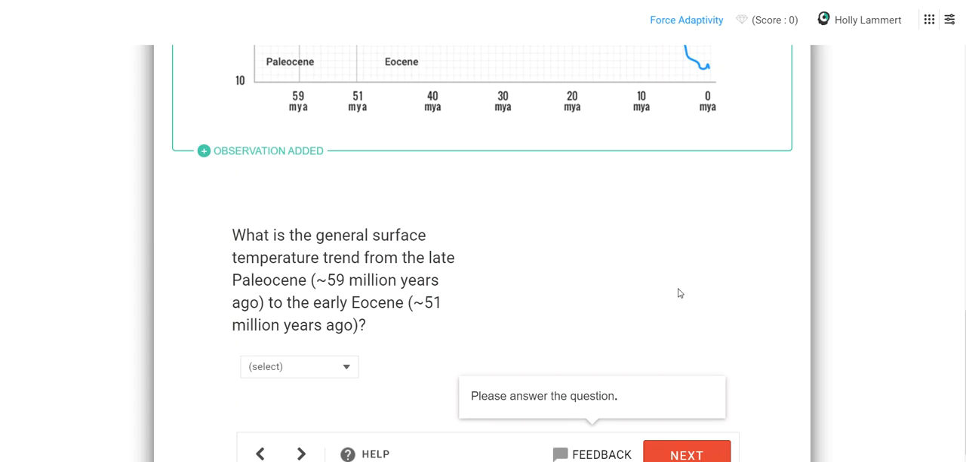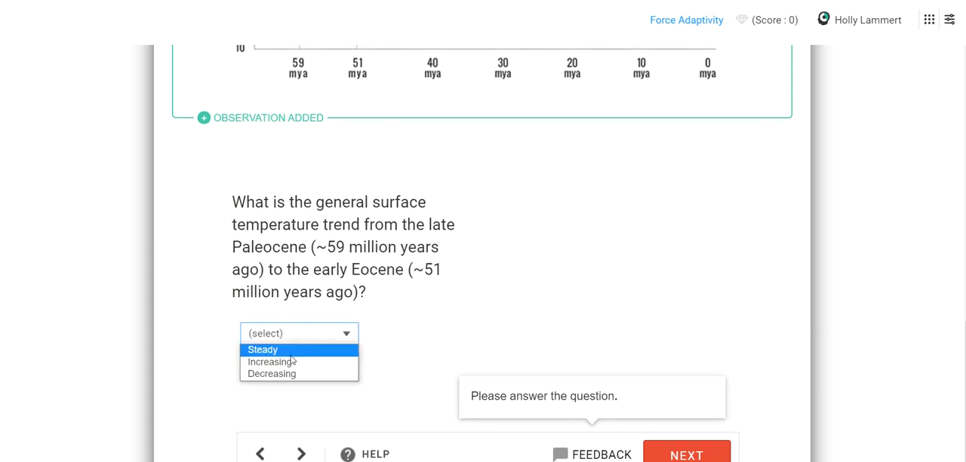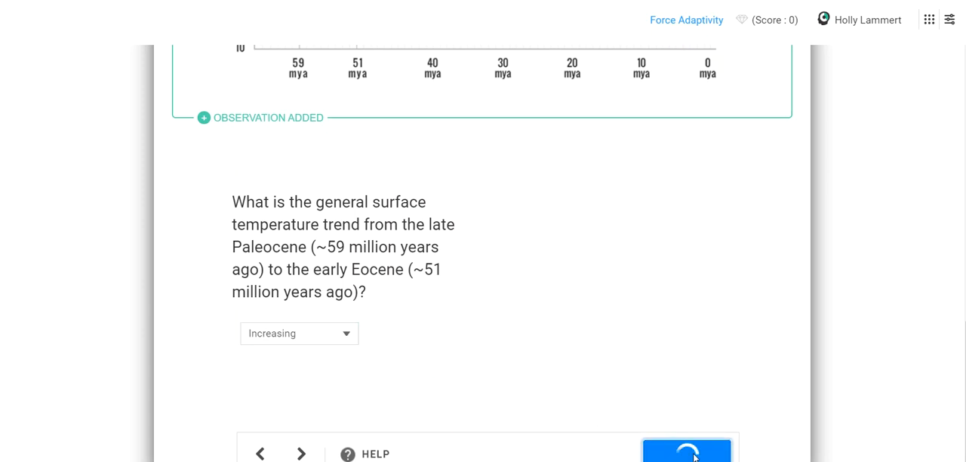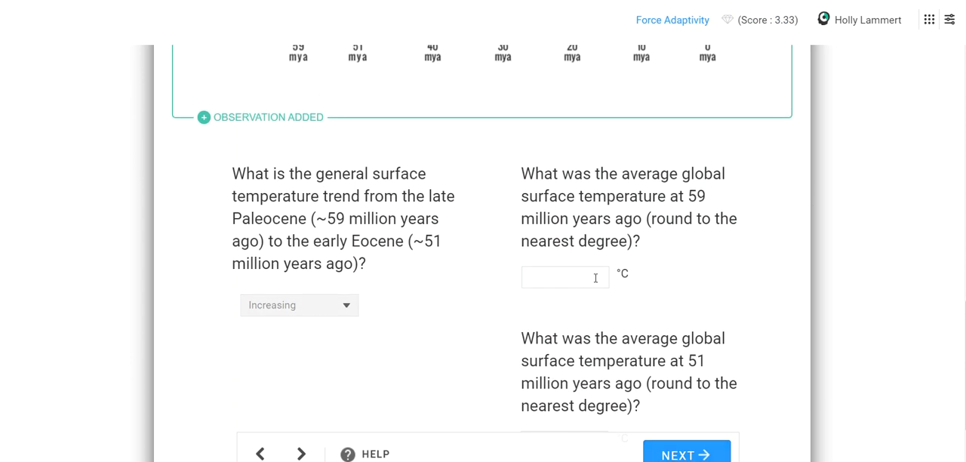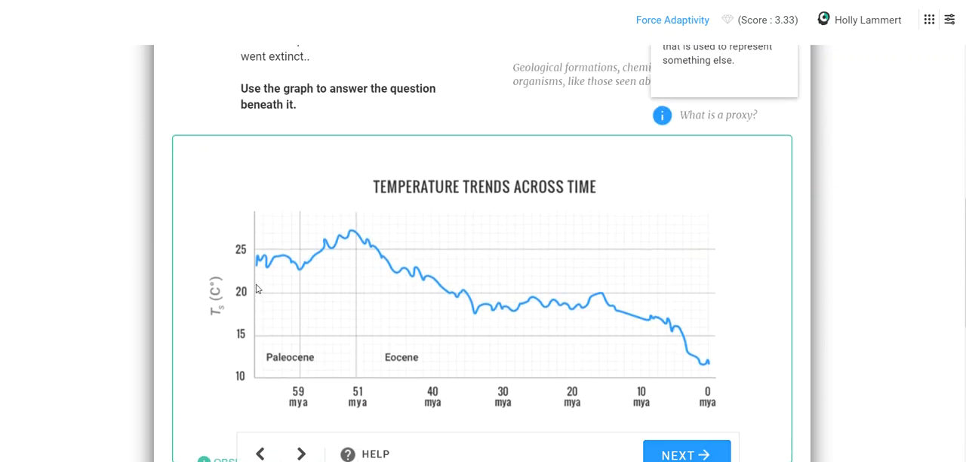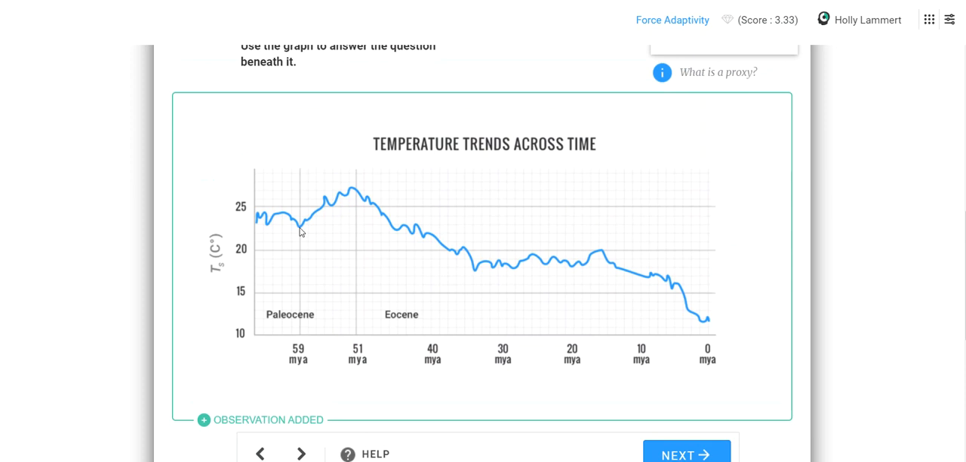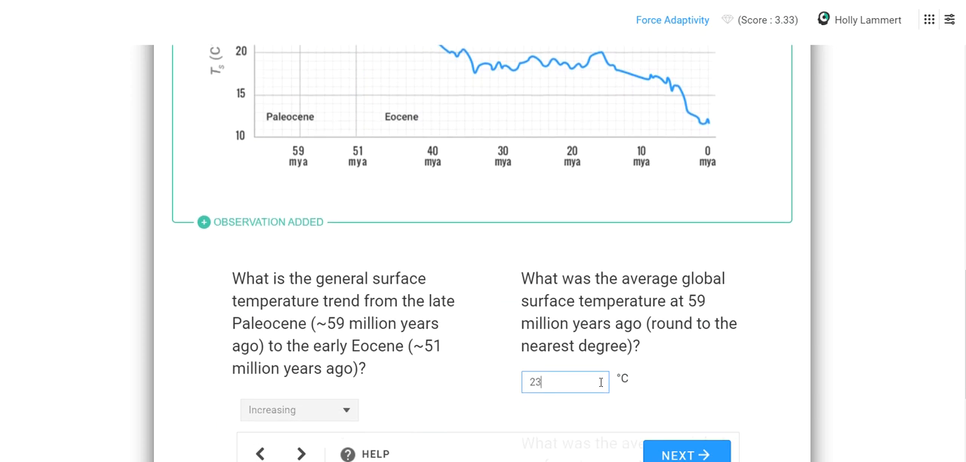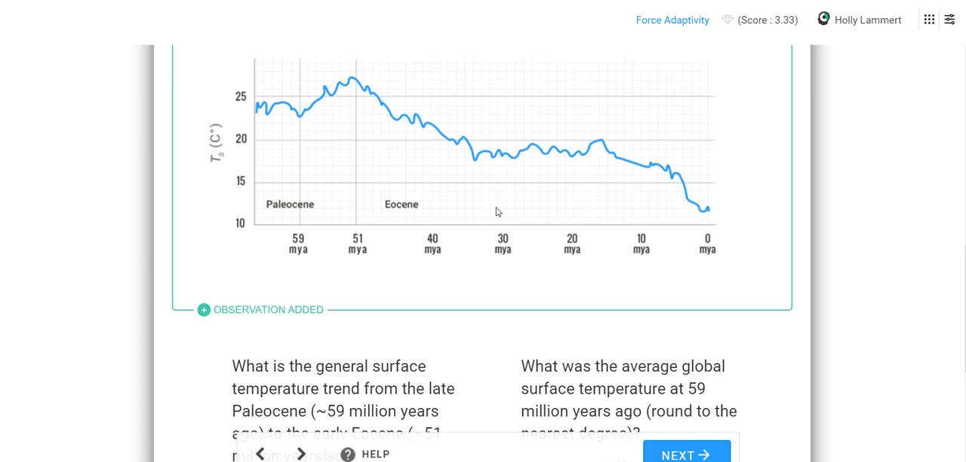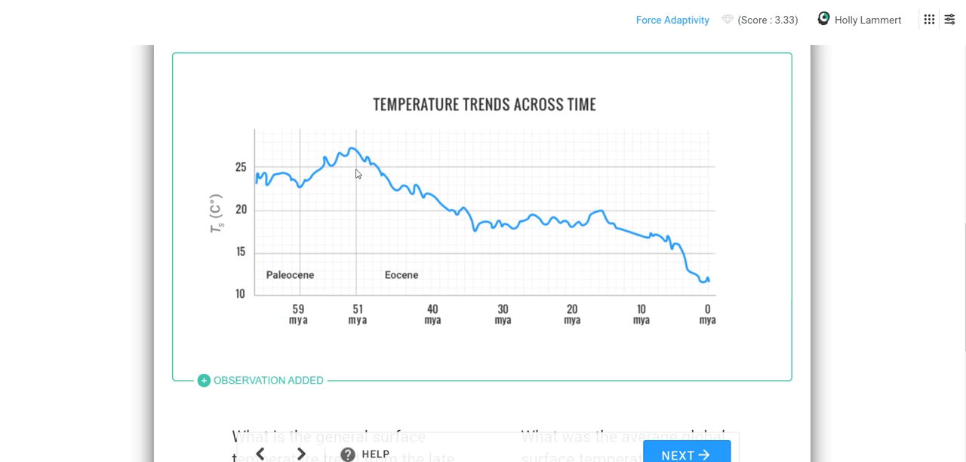Okay, so what is the general surface temperature trend from the late Paleocene, about 59 million years ago, to the early Eocene, which was about 51 million years ago? So we can say that's increasing because we just looked at the graph. What was the average global surface temperature at 59 million years ago? So you could round there. Wait, what did it say here? 59, so we look for 59 million years on the x-axis, follow that up to this point, and then if we have 1, 2, 3, 4, 5, each one of these lines is 1 degree. So 1, 2, 3, go over, I would say that's about 23. What was the average global surface temperature 51 million years ago? Okay, so here we're at 25, 26, 27.